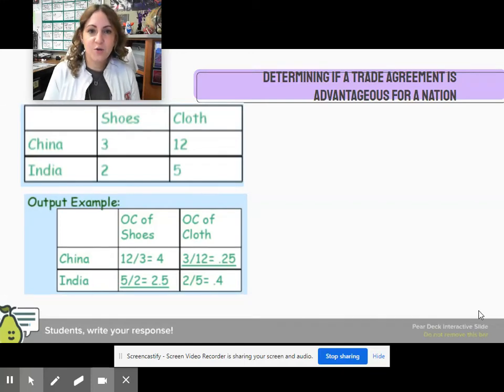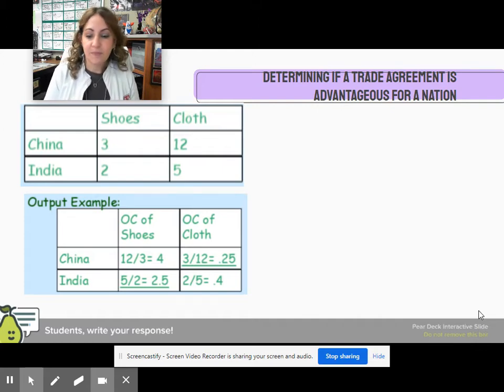Hey guys, so far this week we have been figuring out how to determine absolute advantage and comparative advantage for both input problems and output problems. This next thing is all about output problems. If this is tons of shoes and tons of cloth being produced, then we can have a trade agreement and determine which trade agreement is best for both parties.